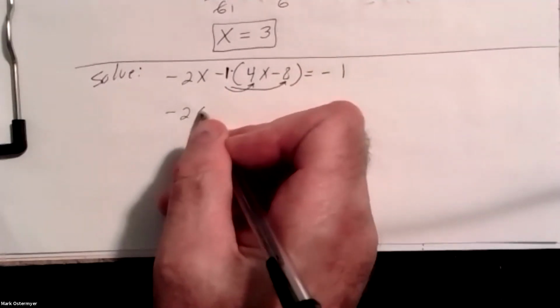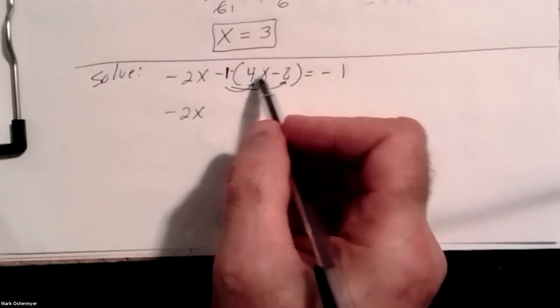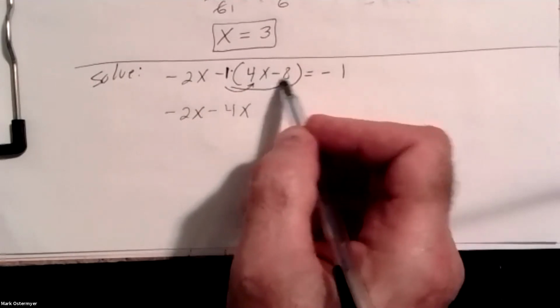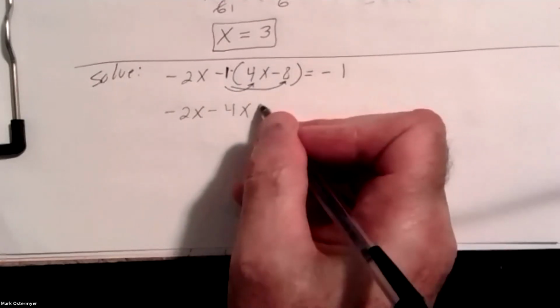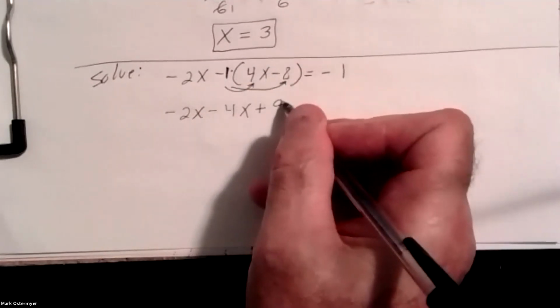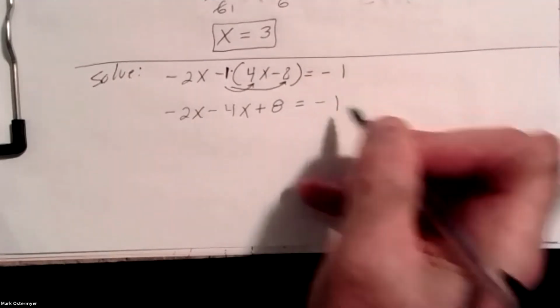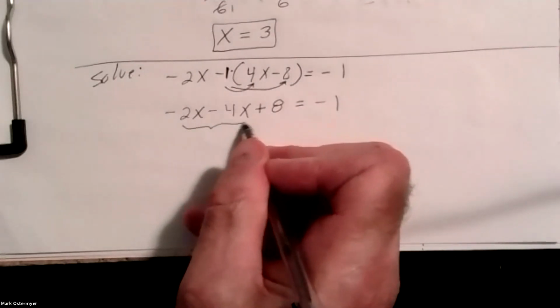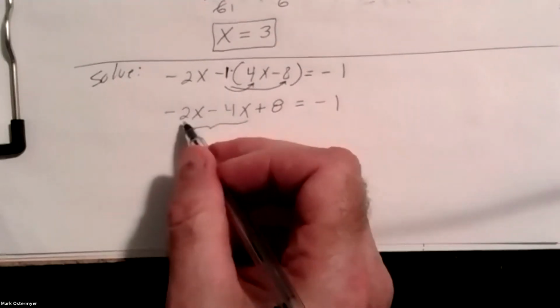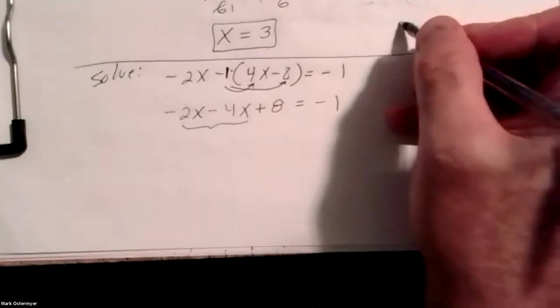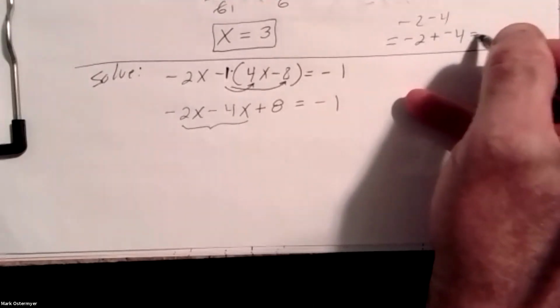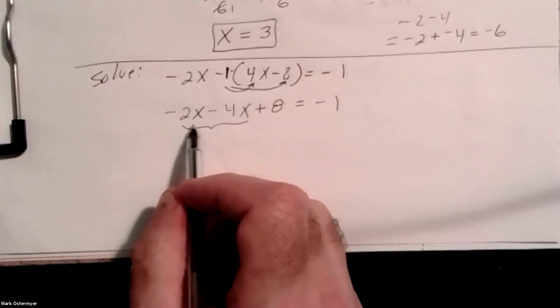So we're going to have negative 2x. Negative 1 multiplied by 4x is minus 4x. A negative 1 multiplied by a negative 8. A negative times a negative is a positive. So negative 1 times negative 8, positive 8. And we got our equation down to this. Combining like terms on the left side of our equation, negative 2x minus 4x. What's negative 2 subtract 4? It's really negative 2 plus a negative 4, which nets us a negative 6. So negative 2x minus 4x is a negative 6x.